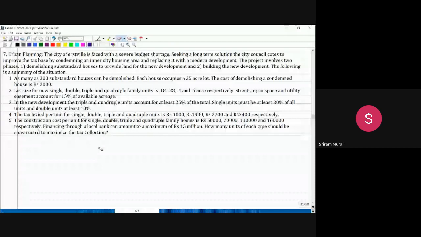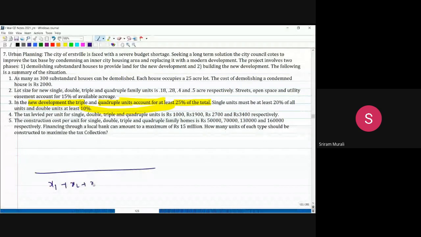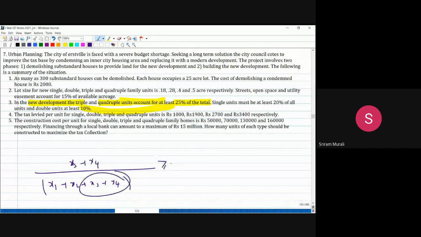In a new development for a 3-story and 4-story unit, minimum 25% of the total should be allocated to this. In the total means we are going to construct 1-story, 2-story, 3-story, 4-story, and then this is a total. In the total minimum, these two will be 0.25. Can you understand what they are telling?